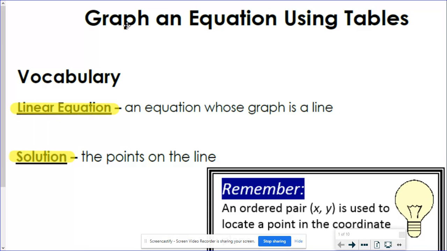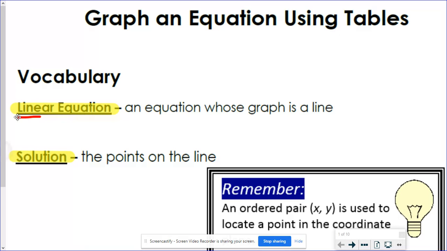Linear, you can see the beginning of the word linear has the word line. When we graph these, we're going to get straight lines. If you don't get a straight line, something's wrong. If you graph a point incorrectly and it makes it look like you're going to get like a W or a V for your line, then you know that there's something wrong.